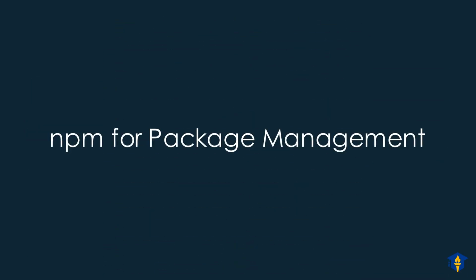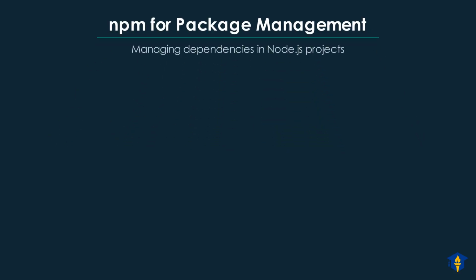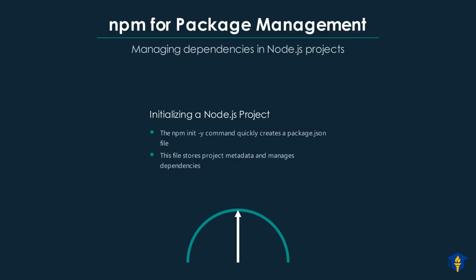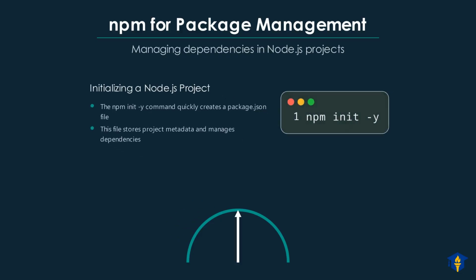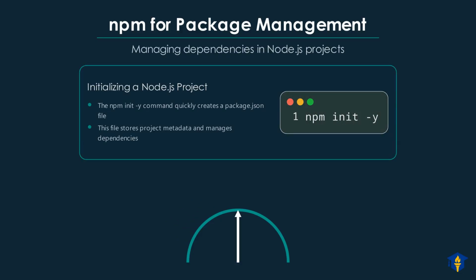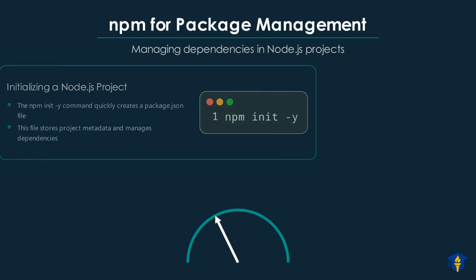In this section, we will focus on NPM, Node Package Manager, for efficient package management. We will learn how to manage dependencies effectively within your Node.js projects, which is a crucial skill to initialize a Node.js project. You will use a command that quickly sets up your project's basic structure. The npm init -y command creates a package.json file which stores project metadata and manages dependencies. Simply type npm init -y in your terminal to create the package.json file automatically.